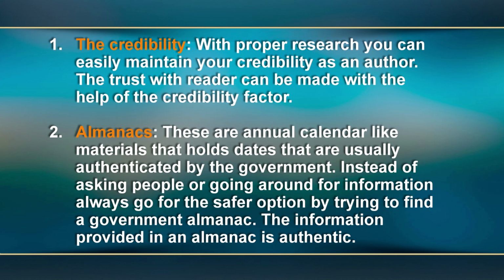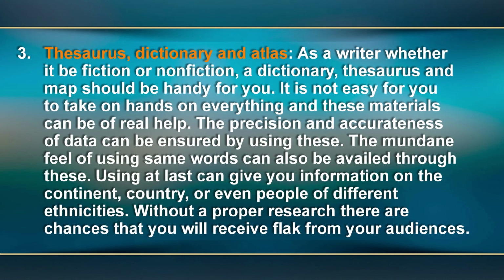Second, almanacs. These are annual calendar-like materials that hold dates that are usually authenticated by the government. Instead of asking people or going around for information, go after the safer option by trying to find a government almanac. The information provided in an almanac is authentic. Third, thesaurus, dictionary and atlas. As a writer, whether it be fiction or non-fiction, a dictionary, thesaurus and map should be handy for you. It is not easy to keep everything in hand, and these materials can be of real help. The precision and accuracy of data can be ensured by using these. The mundane feel of using the same words can also be avoided through these.